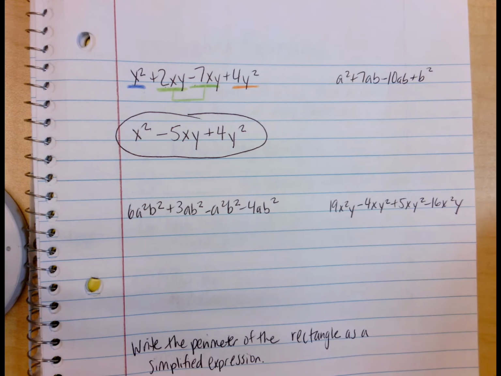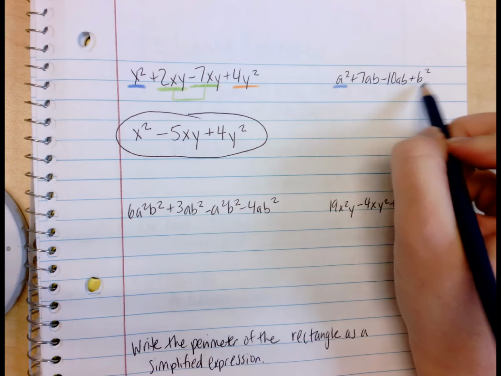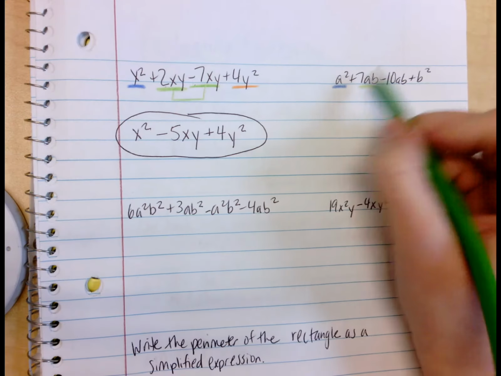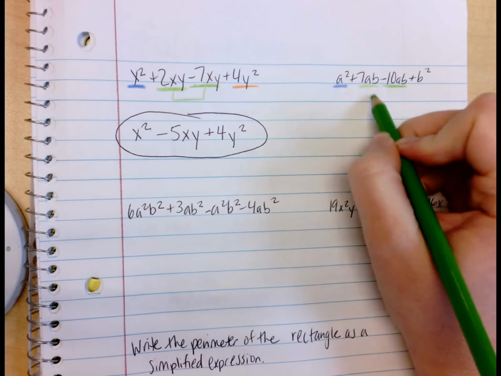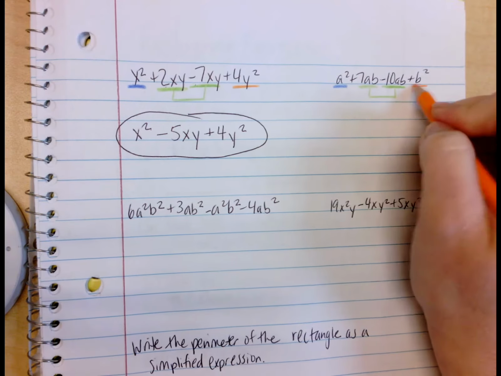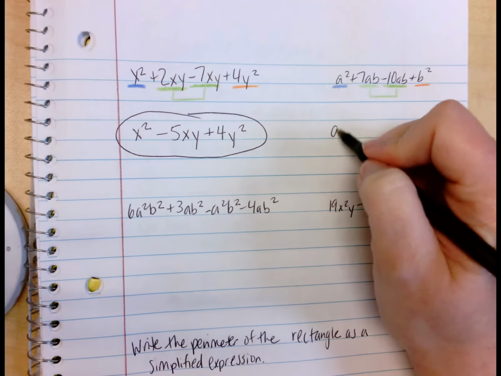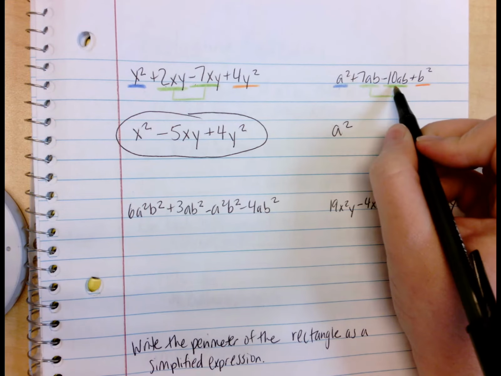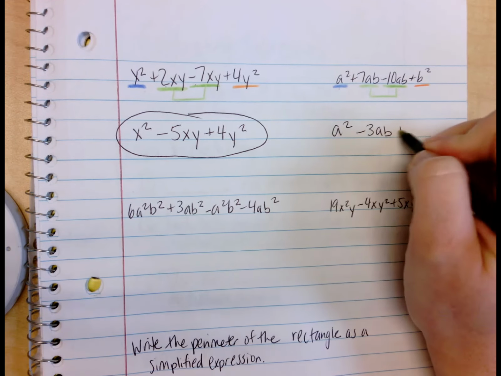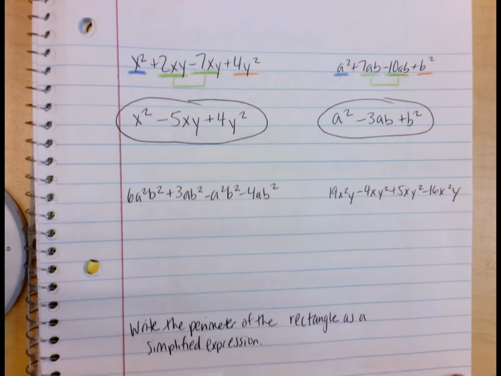Very similar is the next problem. We have an a squared. There are no other a squareds, so nothing to combine that with. There is an ab and a negative ab over here, so those can be combined together. And then finally there is a b squared, nothing else to combine that with. So a squared, and I combine a 7 and a negative 10, and I get negative 3, and then I bring down the b squared. Again, it cannot be combined any further, so we leave it as it is.